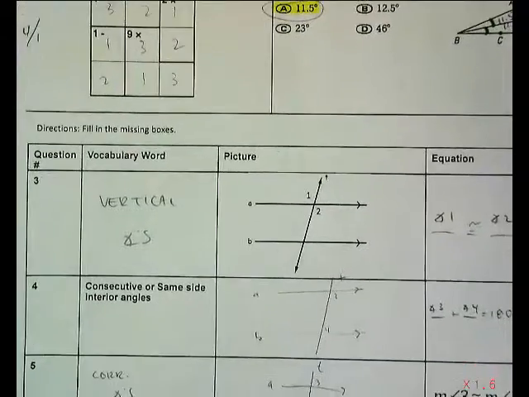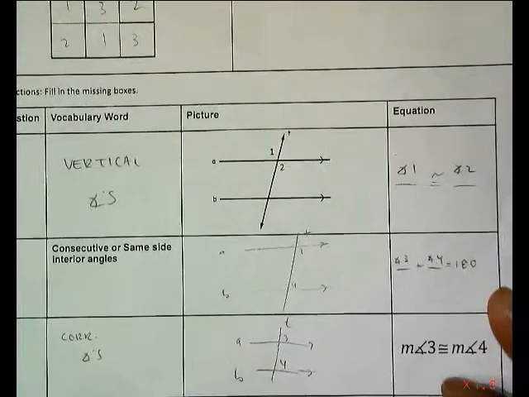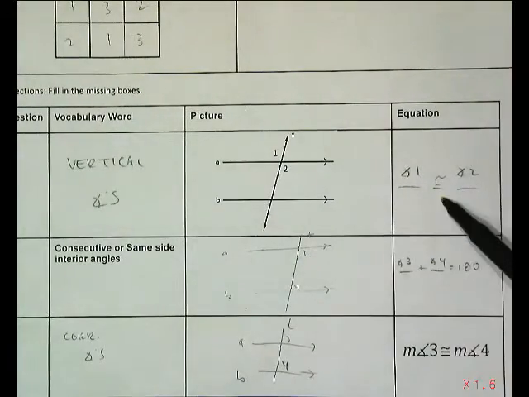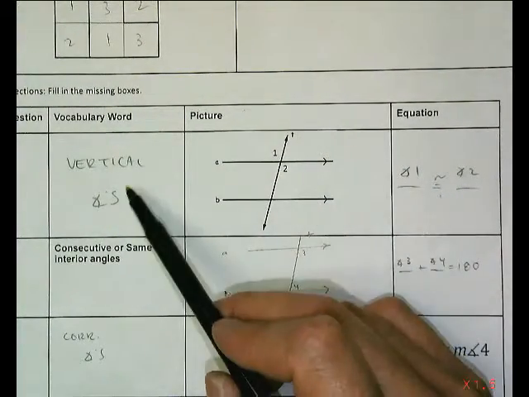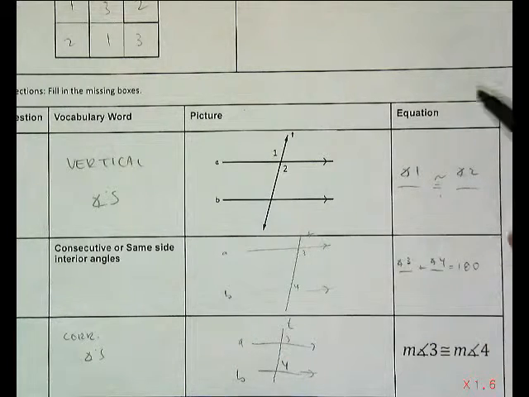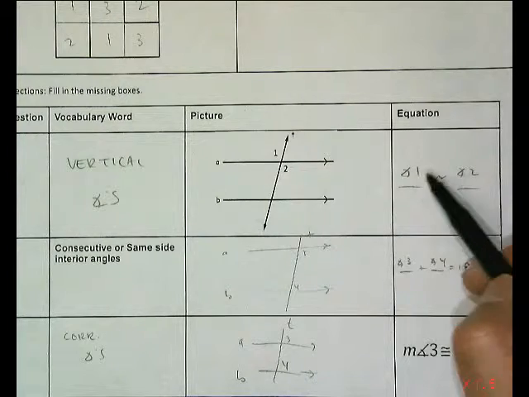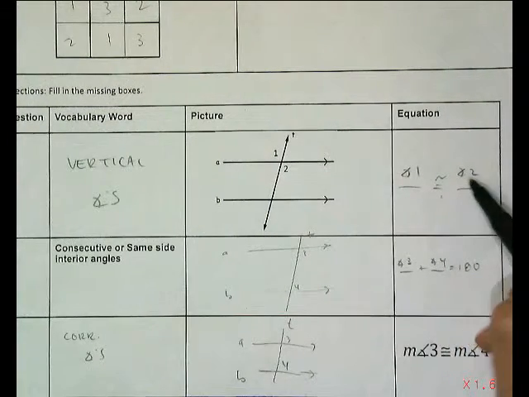So technically these questions here are a reason bag. I call it a reason bag because it's a vocabulary word, a picture, and you need to write the equation. So this is vertical angles. This is exactly the same as the previous quiz. Your equation is blank equals blank. And when you have blank, go ahead and write congruent, or angle 1 equals, or is congruent to, angle 2.